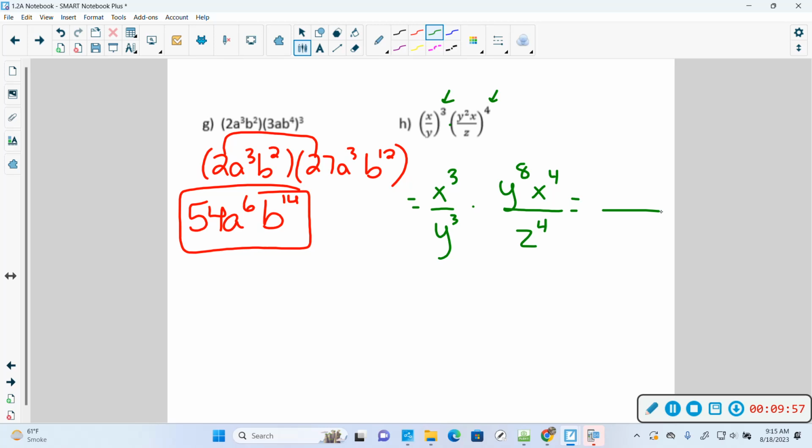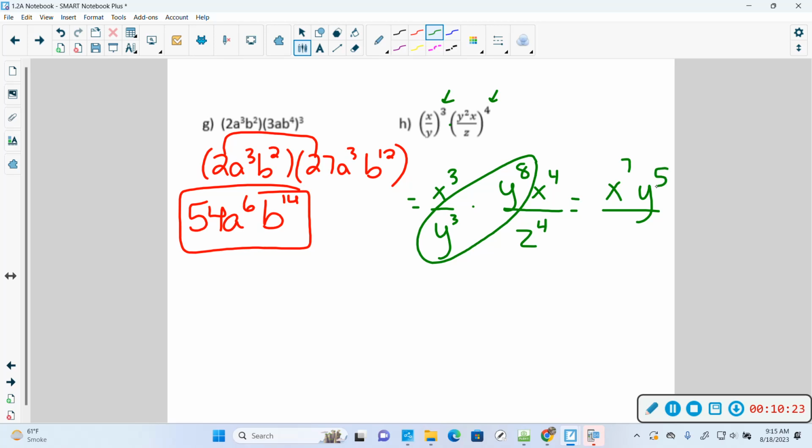So I'm going to do my x's. X cubed, x to the 4th, they're both in the top. I'm just going to total them together. 3 and 4, 7. I'm going to look at my y's. So I've got y to the 8th, y cubed. Now, y cubed's on the bottom, obviously. So we're going to simplify. There's more y's in the top. Y is going to stay in the top. And then I subtract my exponents. 8 minus 3.